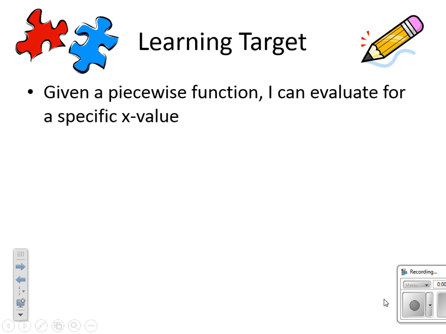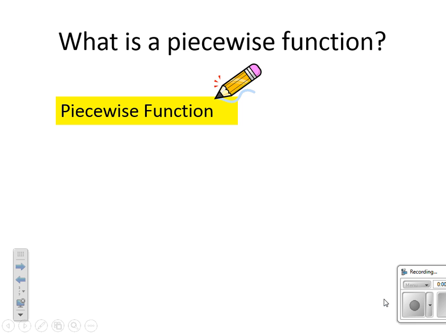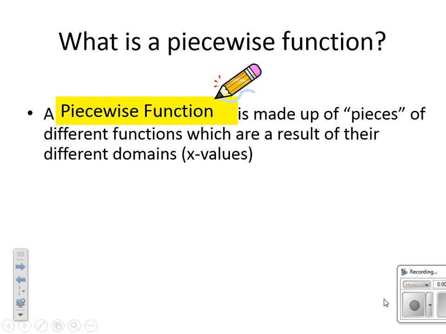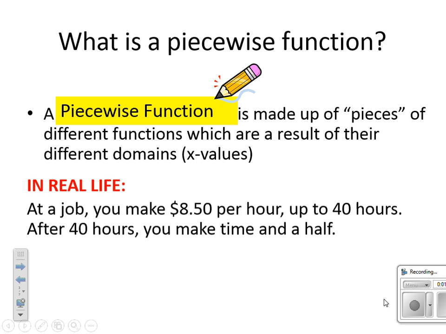Now, before I show you how to do that, let's talk about what a piecewise function is. A piecewise function is a function that's made up of pieces of different functions, which are a result of their different domains, or we can say x values. Basically, we have multiple functions and pieces of them on the same coordinate plane. So we might have part of this line, part of this V, another part of a line, okay? And they're all on the same coordinate plane, and we call it a piecewise because it's like pieces to a puzzle.